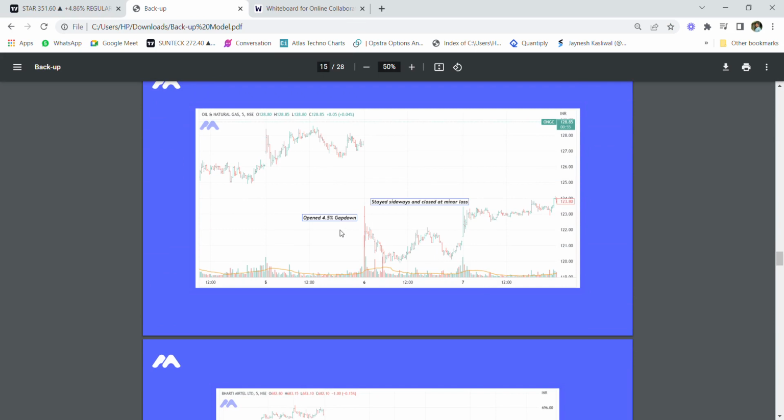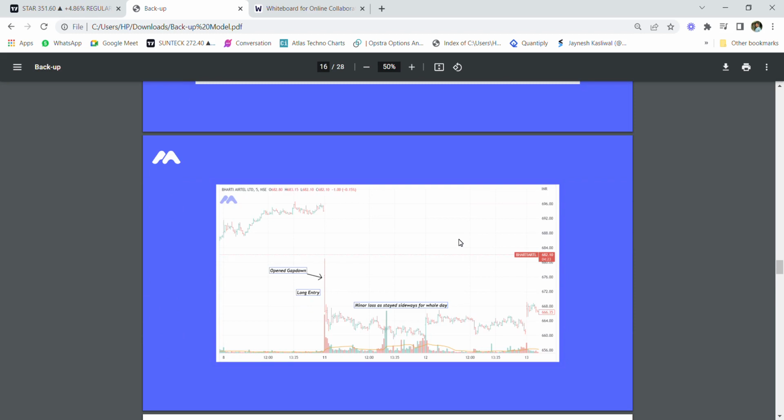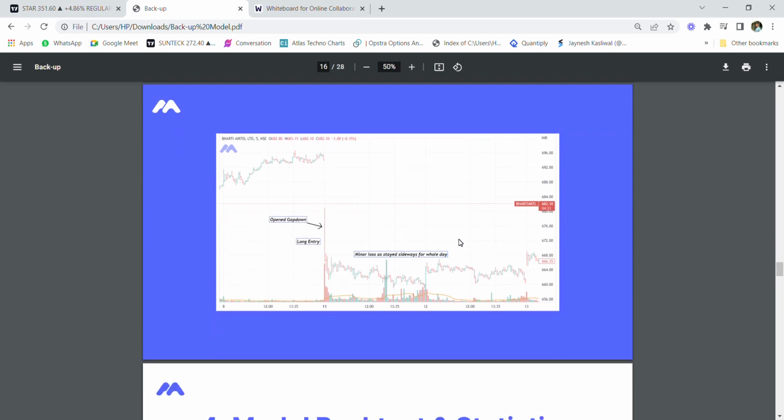Now let's take one more example where the stock stayed sideways for the whole day. The example is ONGC, where the stock opened 4.5% gap down, but stayed sideways and closed at a minor loss. So these are the days where the stock can stay sideways. One more example is Bharti Airtel, where the long entry was given at around 9:15 to 9:20 a.m., but the stock stayed sideways and did not pull back to the moving averages. But the moving averages came near to the price, right? So it could happen like that also.